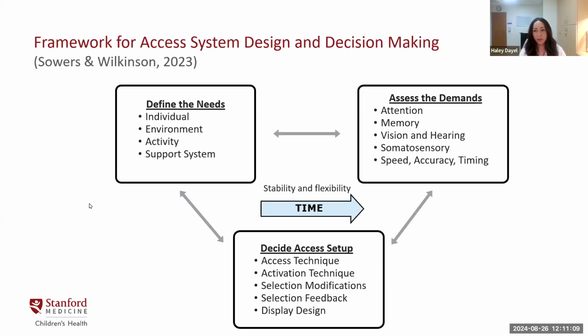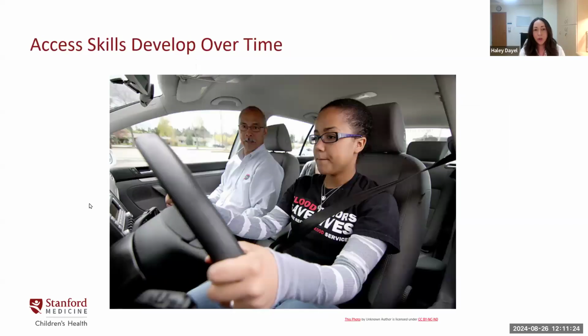So let's come back to our framework. We've talked about defining the needs, and we've talked about assessing the demands. In a moment, we're going to turn to focusing on our access setup, but first I want us to think about how access evolves over time. So we know it takes time to develop the skills that are needed to physically access an AAC device.